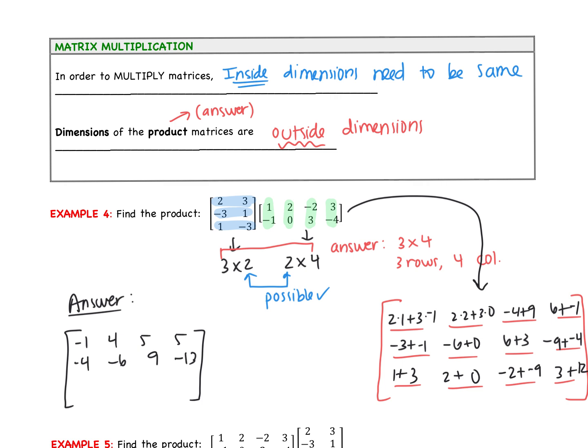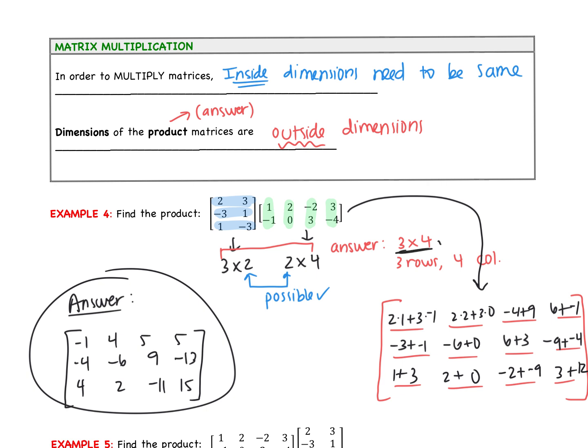So then when I add all of those, 1 add 3 gives me 4. 2 add 0 gives me 2. And then I get -11 and 15. So this is my answer. Remember, as we said earlier, the answer should be 3 by 4, 3 rows, 4 columns, which is exactly what we have.